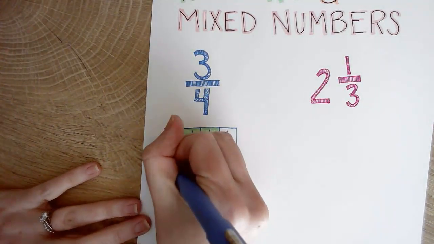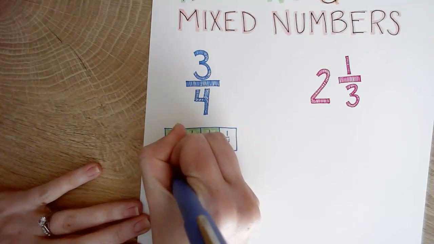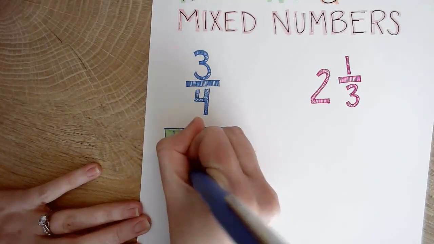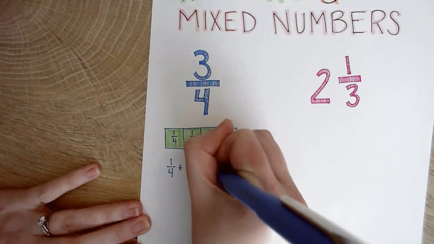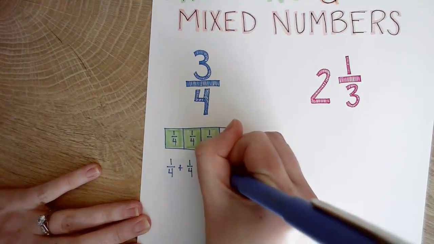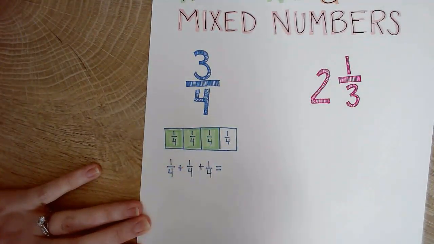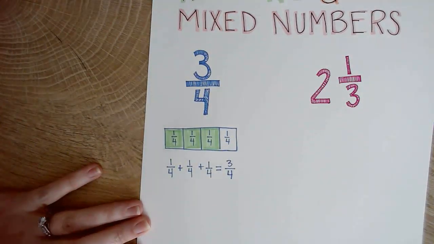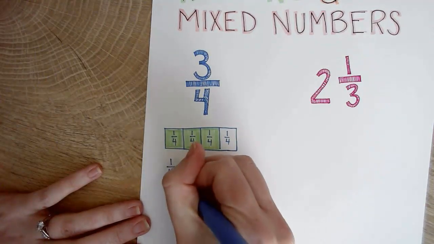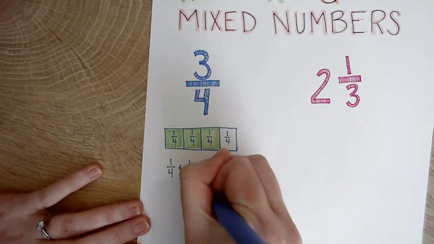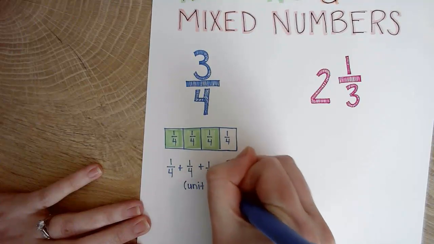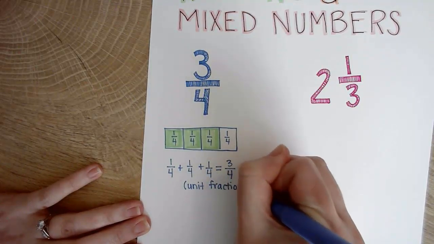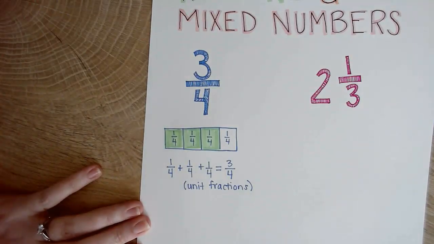So we would represent this in an addition equation. So 1/4 plus 1/4 plus 1/4. There's our 3 pieces. And we know with adding fractions, we're only adding the numerators and the denominator stays the same. This is what we would call, again, our unit fractions. Unit meaning 1.